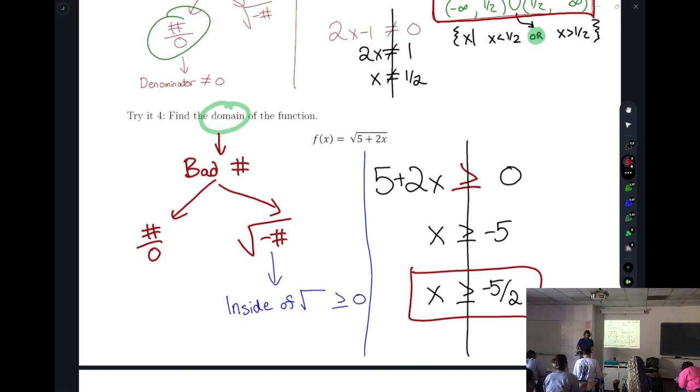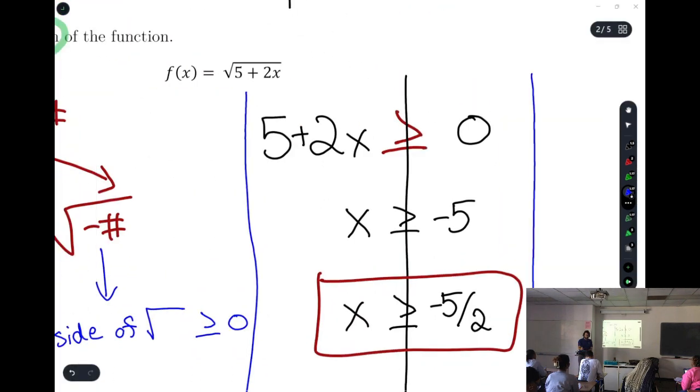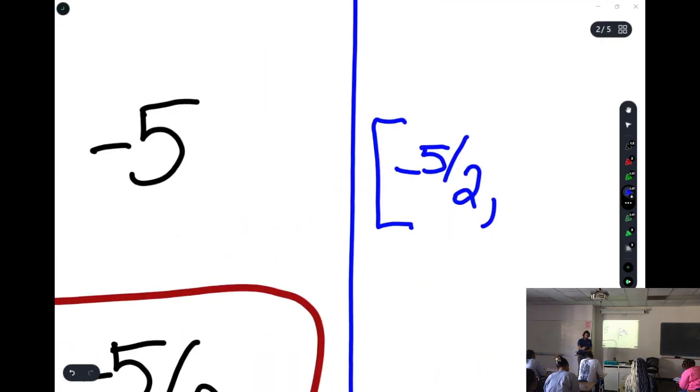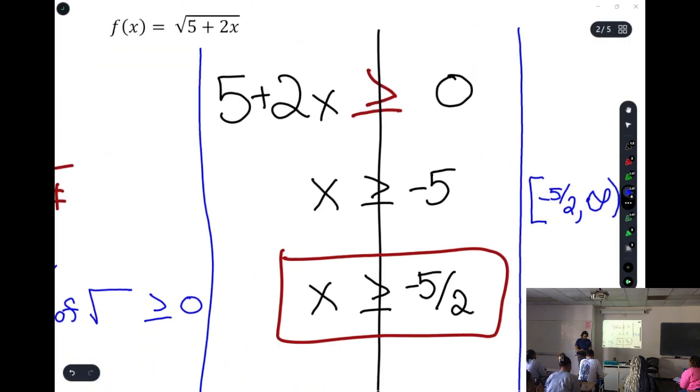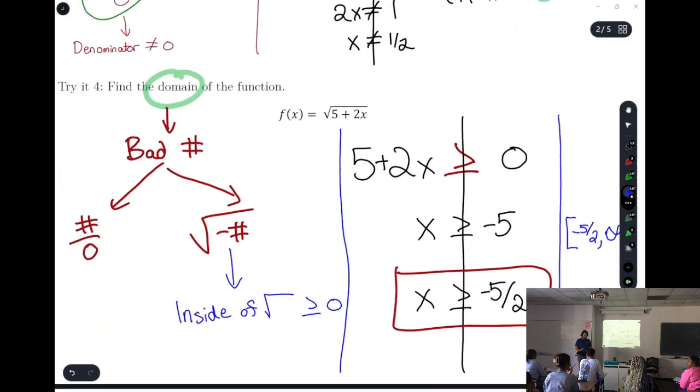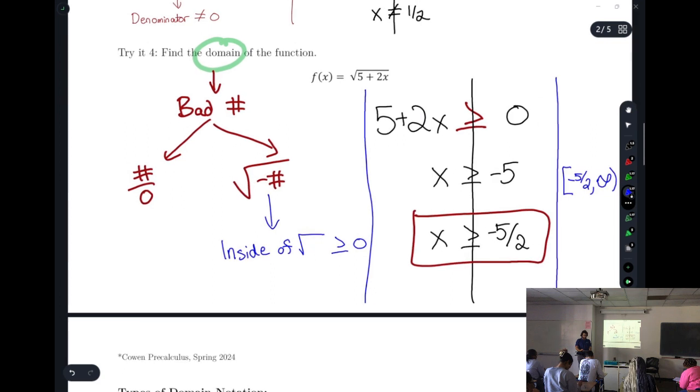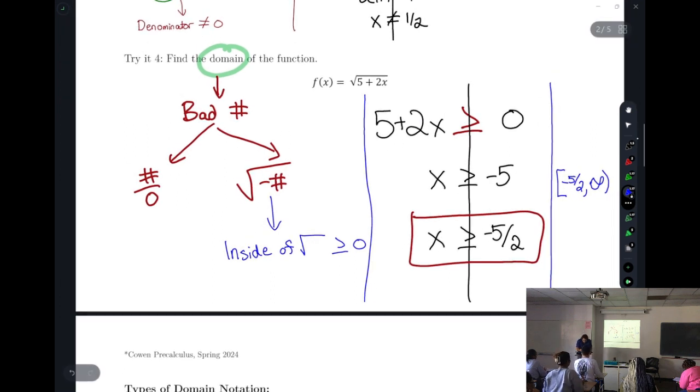Oh, I didn't leave myself any room. I'm going to just do one format for the sake of time. What's that one format? Interval, probably. How do I write x is bigger than that number? I go that number, negative 5 over 2, comma, infinity. Does that feel right? No, did I mess up? Why is it not right? Oh, scared me. Hey, I do often mess up. I promise it will happen.